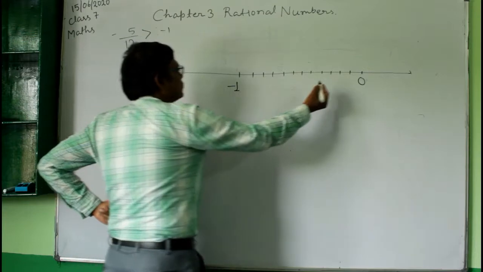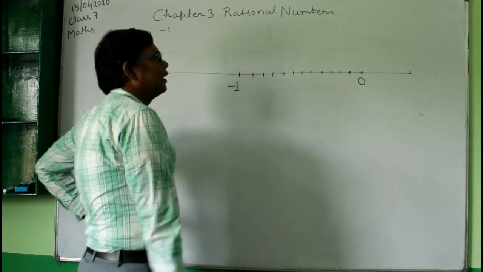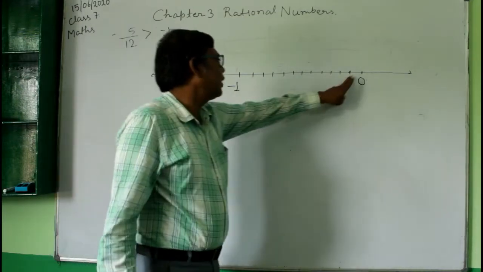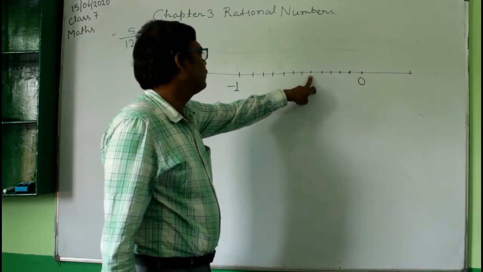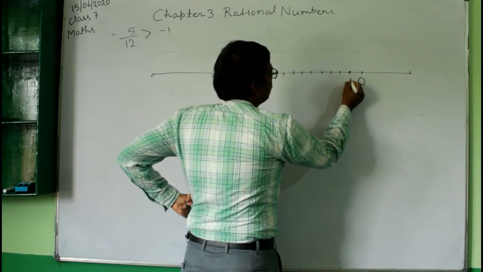Now here it will be this much. That is, this will be 1 by 12. Actually, this will be 1 by 12. Just forget the negative sign here. So it will be 1 by 12, then 2 by 12, 3 by 12, 4 by 12, 5 by 12, and so on. That is, this is actually minus 1 by 12.